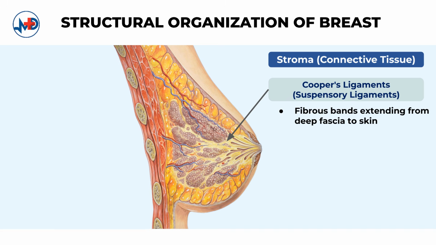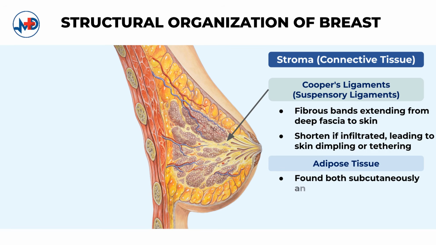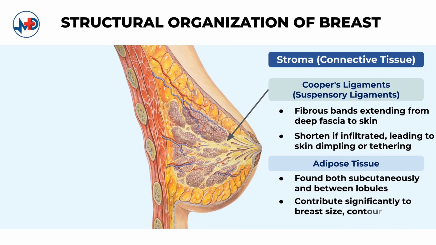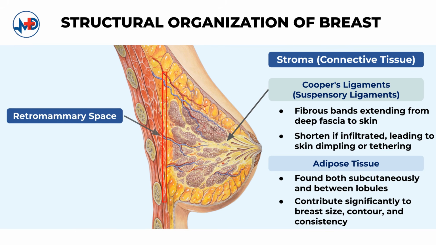If these ligaments are infiltrated by malignancy, they can shorten, leading to the characteristic skin dimpling or tethering seen in some breast cancers. Adipose tissue is found both subcutaneously and between the lobules, or interlobularly, contributing significantly to the breast size, contour, and consistency.